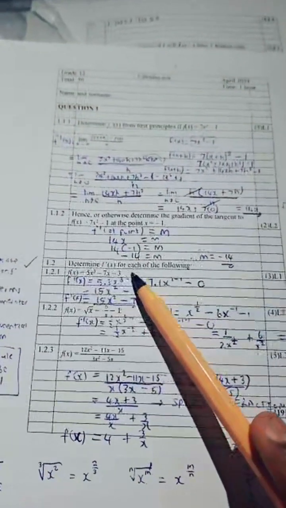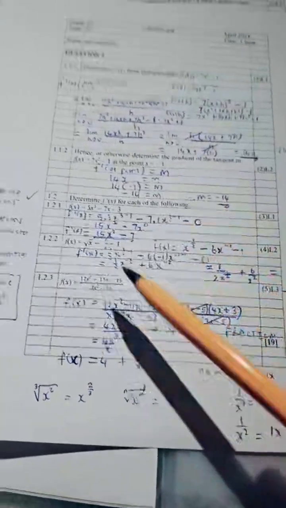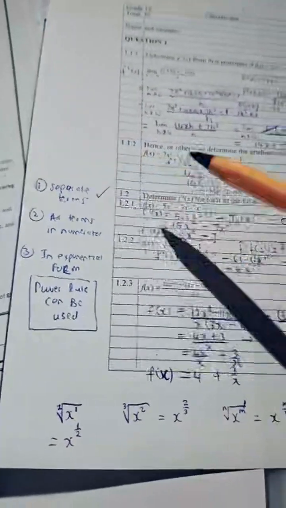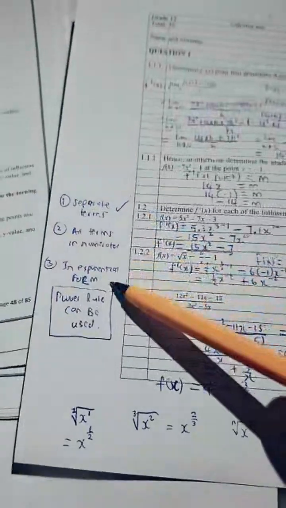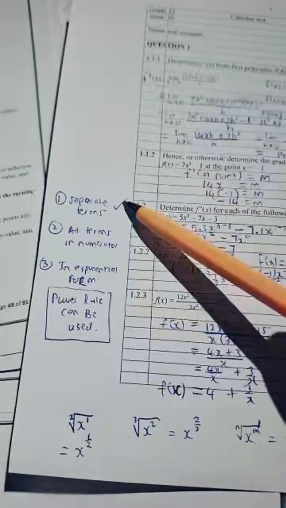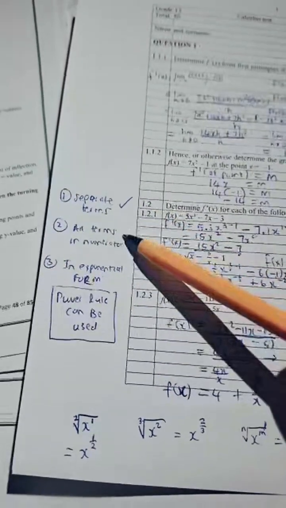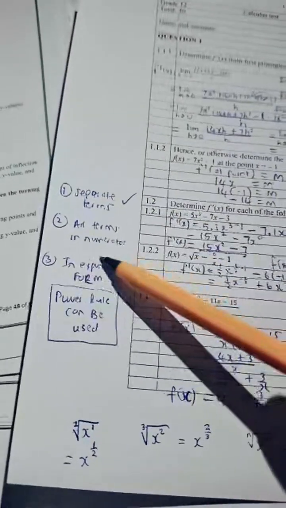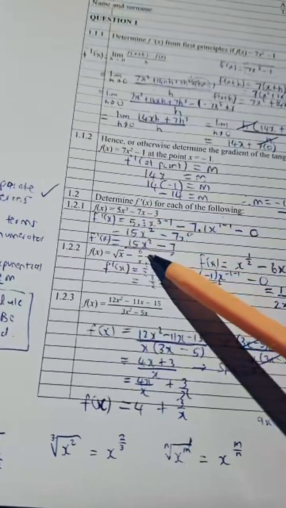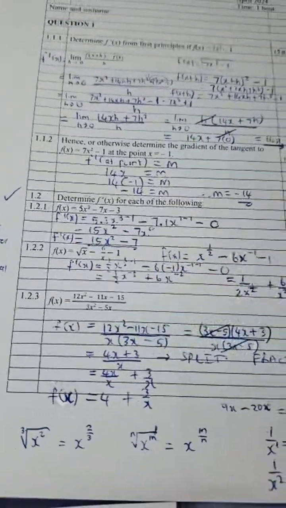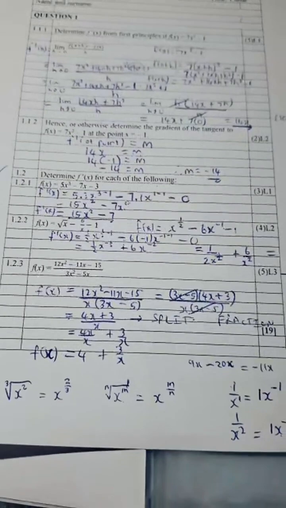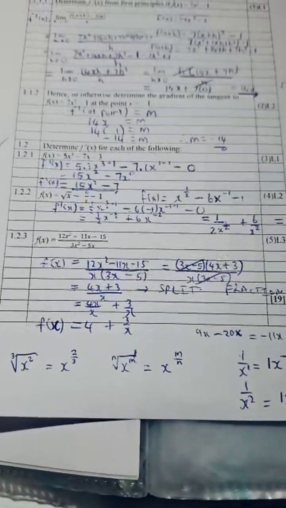1.2, determine f prime of x for each of the following. Remember, like I said, very important that in order for you to apply the power rule for deriving, you need to have separate terms. All terms must be in the numerator. You must ensure that they are in exponential form. So the art of converting our terms to exponential form is very, very important here.